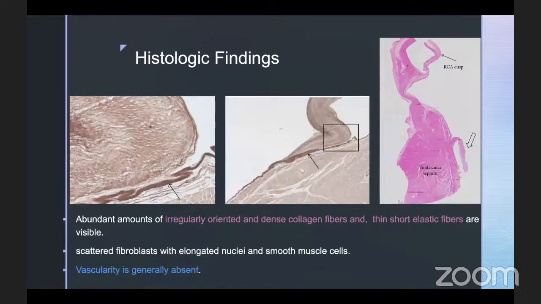In the histological finding of the membrane, there is an abundant amount of irregularly oriented, dense collagen fiber, and thin, short elastic fibers are visible. There are also scattered fibroblasts with elongated nuclei and smooth muscle cells. Vascularity is generally absent. This is the subaortic membrane, this is the ventricular septum, and this is the fibrous tissue.